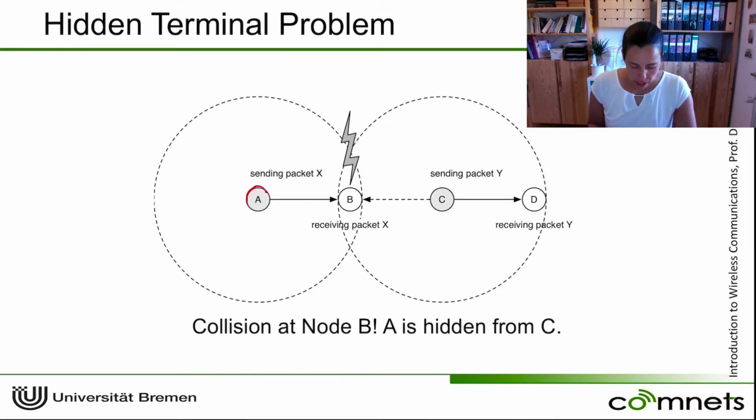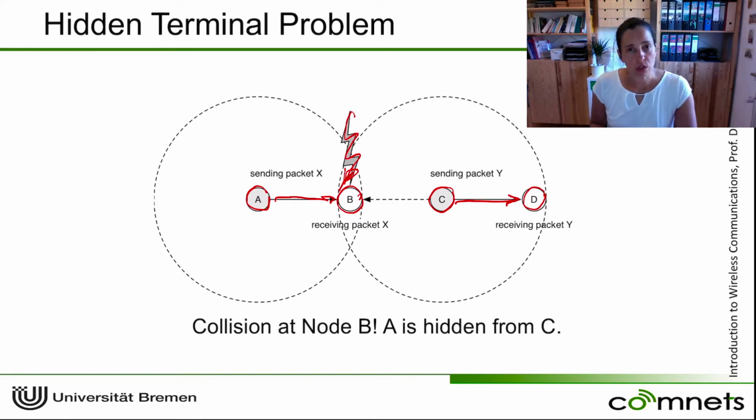So if node A is trying to send something to node B at exactly the same time as C is sending something to node D, B has a big problem. Because both transmissions will collide and he will actually not understand what's going on. He will not receive the packet from A, he will also not receive fully the packet from C, but some sort of chunks from both, and he will not be able to reconstruct that, and he will actually not be able to do anything else.